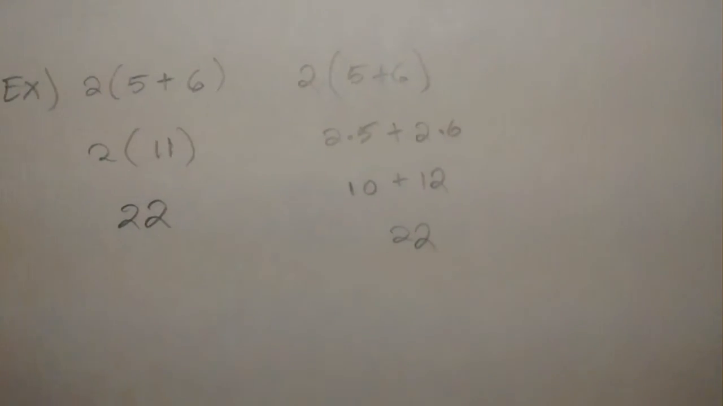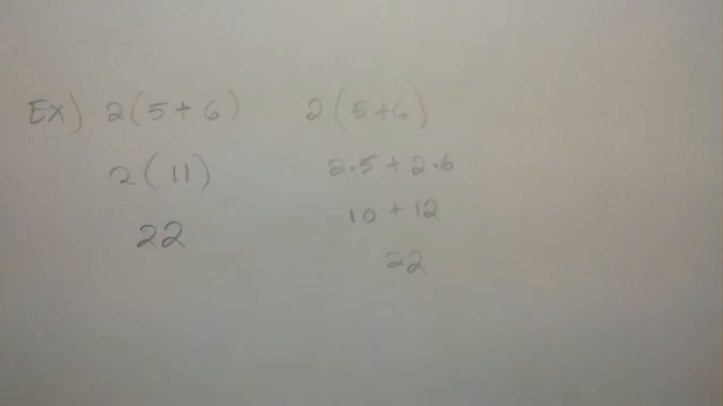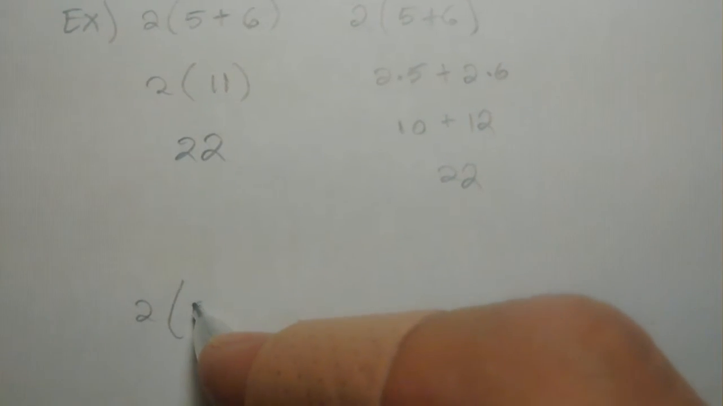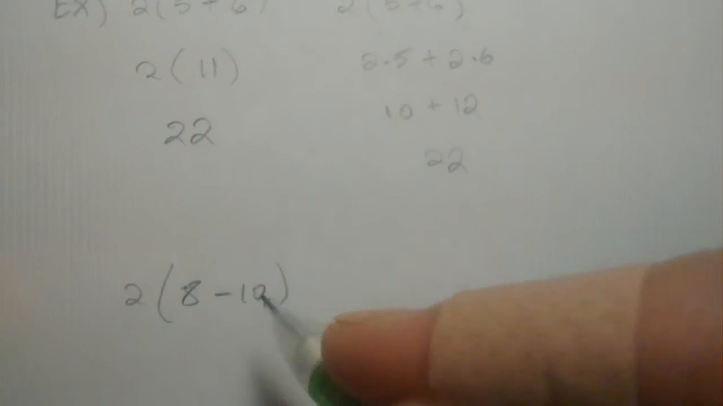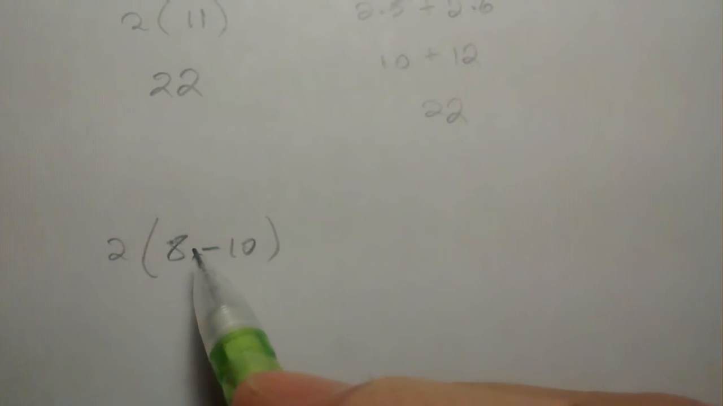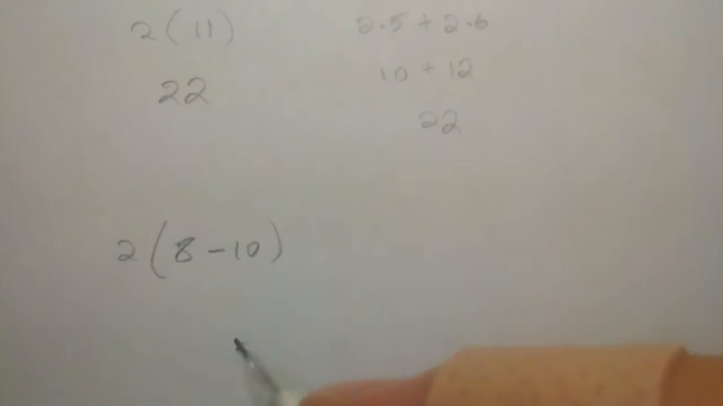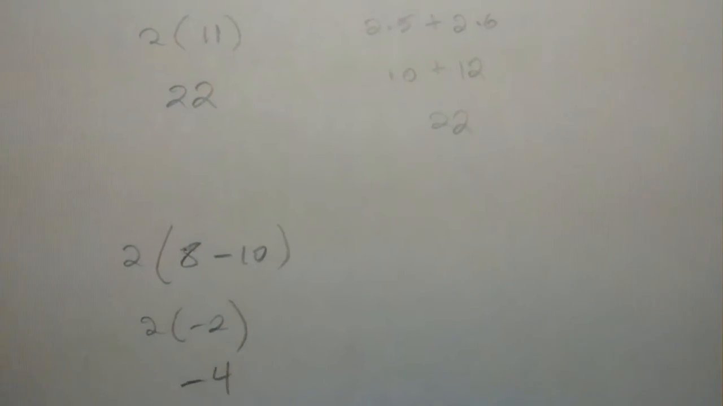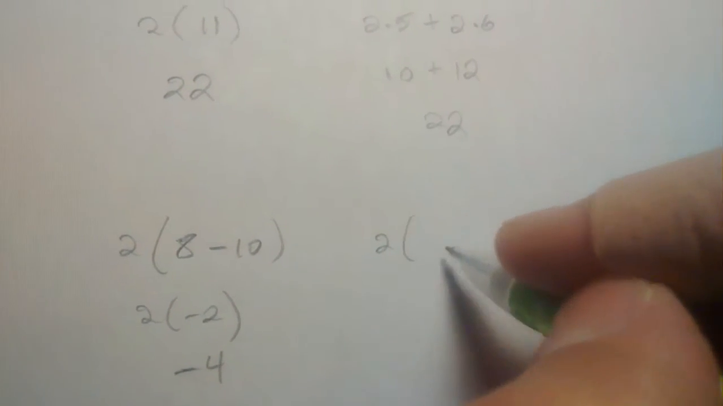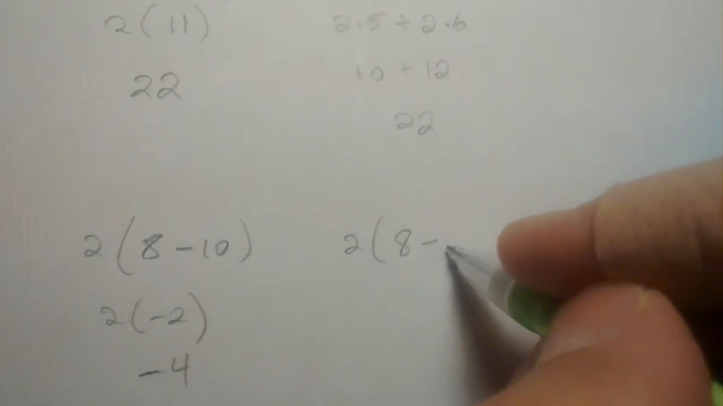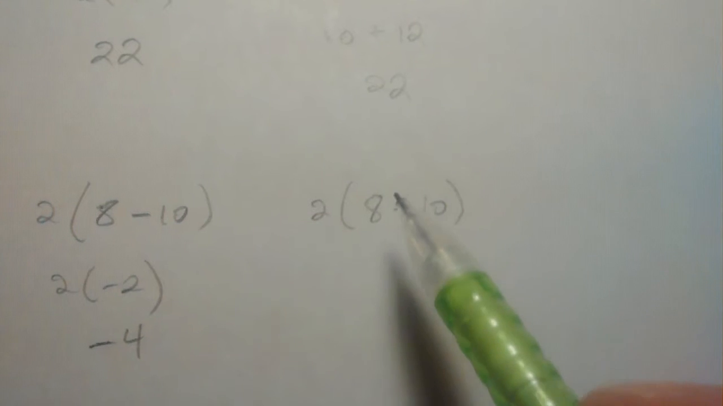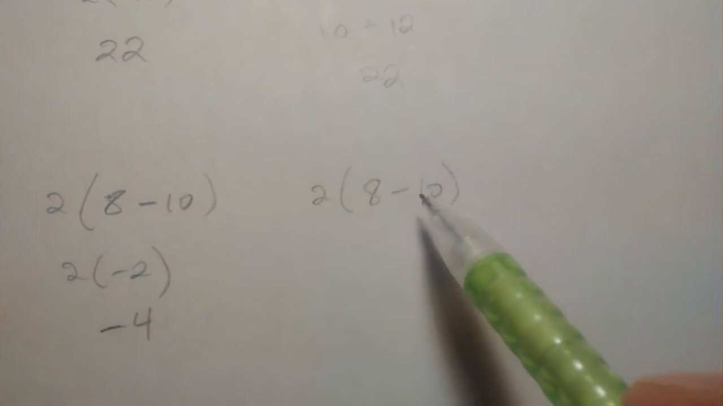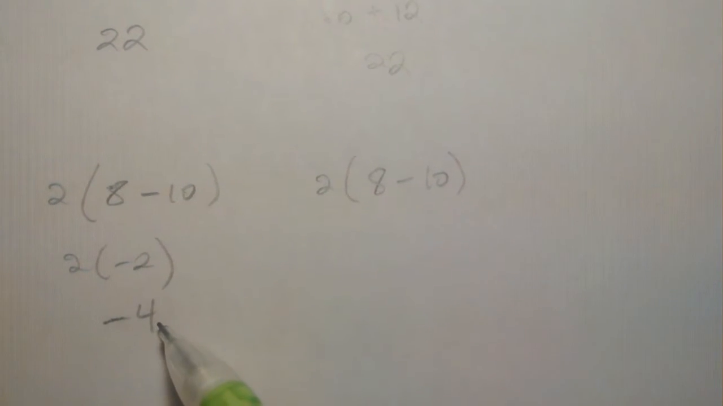But let me show you, it also is true for subtraction. Let's do 2 times 8 minus 10. So if we were to do the order of operations here, we would get a negative 2 in there, and then get a negative 4. Well, if we use this idea of the distributive property, is it true that 2 times 8 subtracted from 2 times 10 will give me a negative 4 as well?